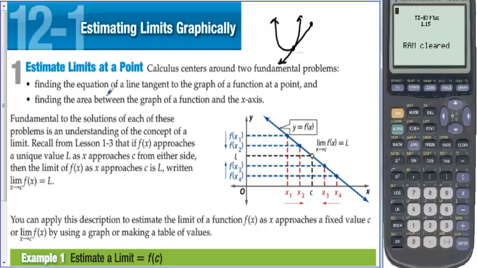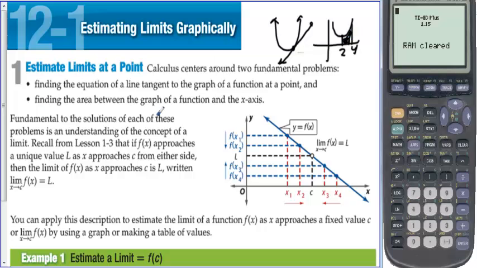And then finding the area between the graph of a function and the x-axis. Let's say we have a parabola also, and we want to try to find the area under the curve, between the curve and the x-axis, from let's say 2 to 4. We would like to know what that area is right there.